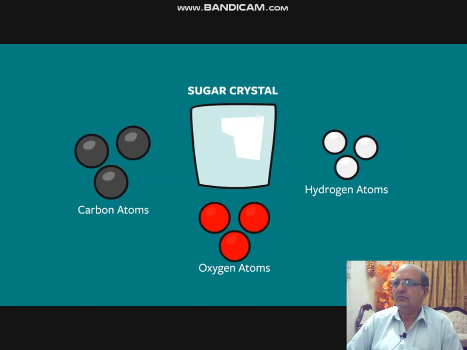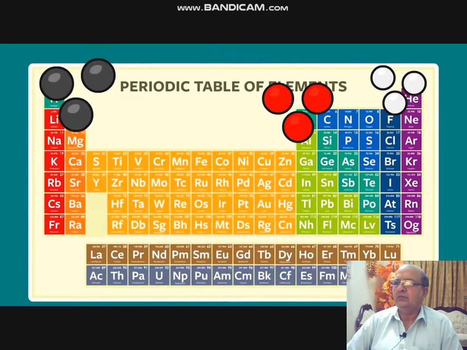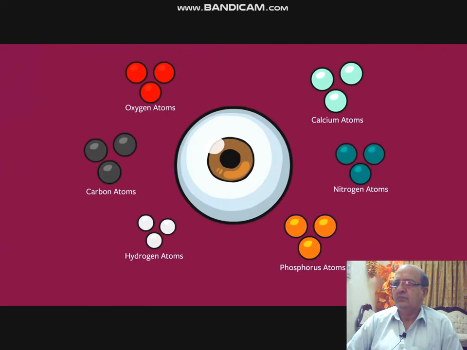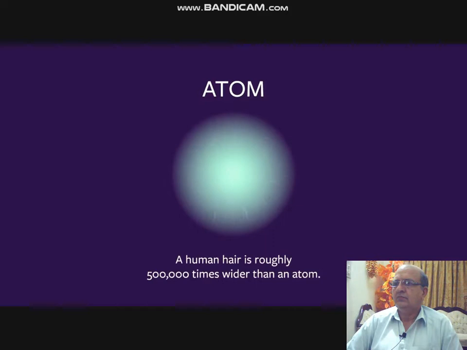Scientists have discovered 118 kinds of atoms, which we call elements. You can find them laid out on a chart called the periodic table. All things from the screen this video is displayed on to the eyeballs with which you're watching it are made of atoms, but a single atom is so small it is impossible to see with the naked eye. So there you have it.